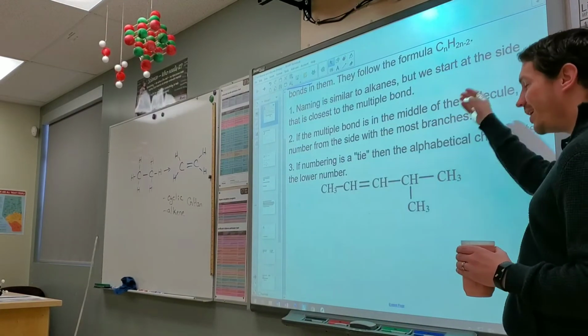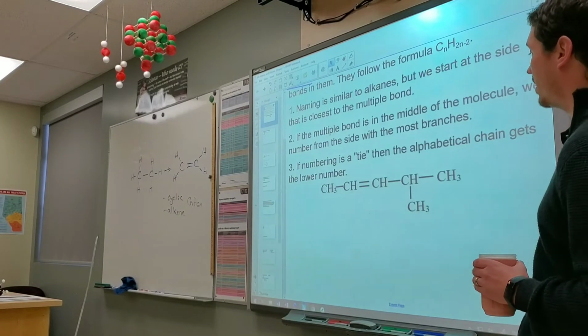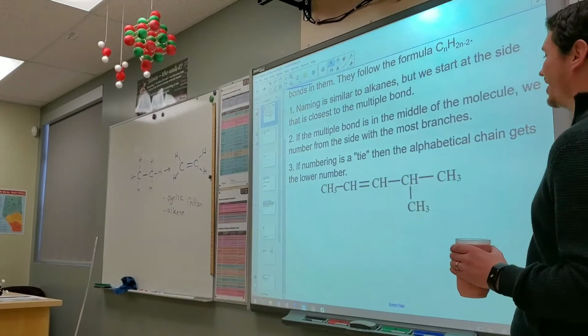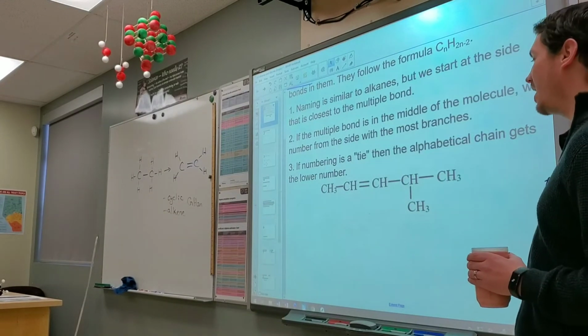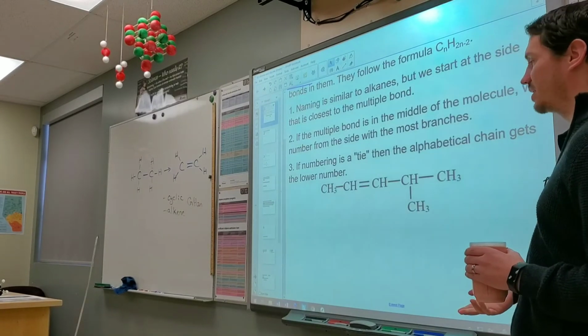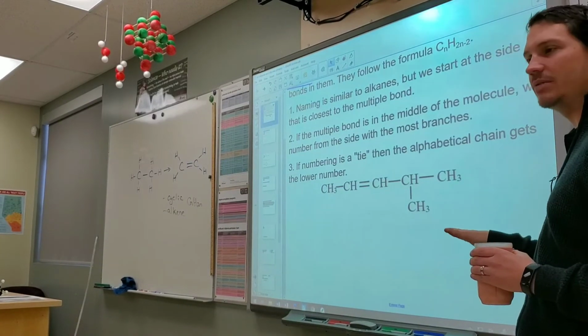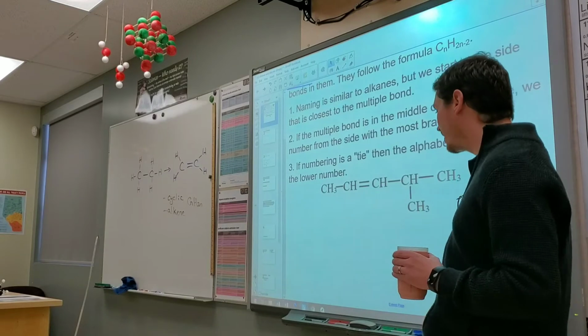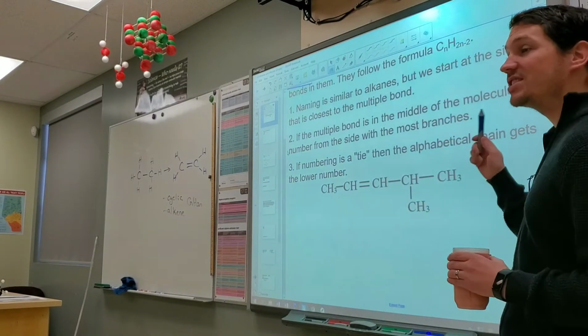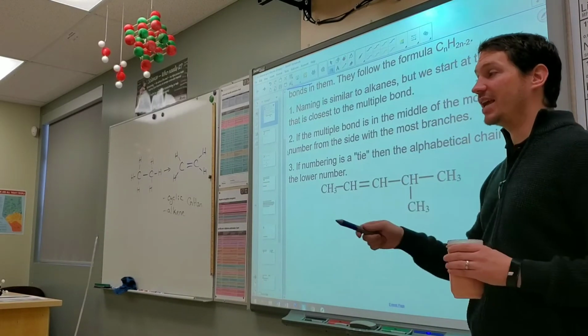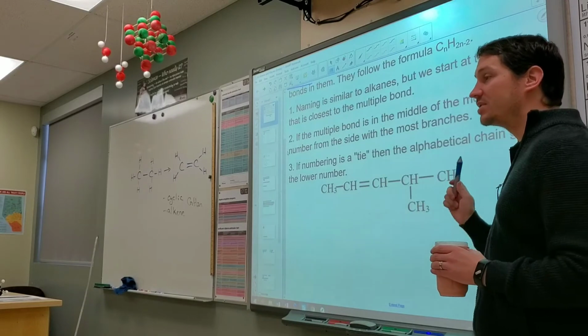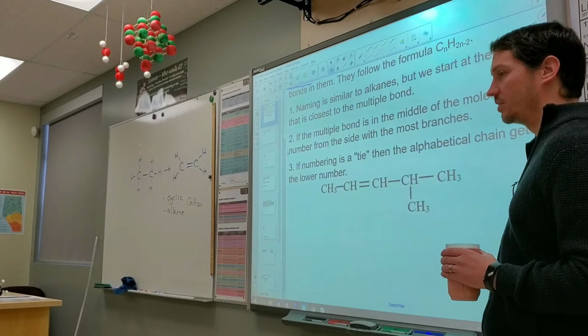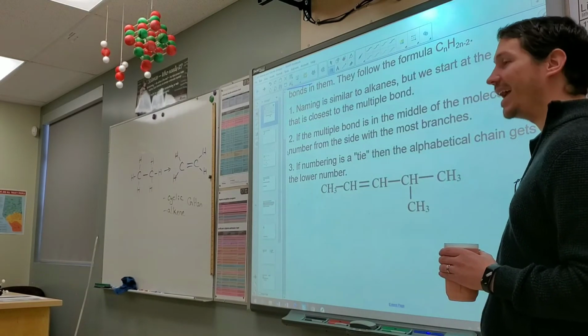If the multiple bond is smack dab in the middle of the chemical, then you can use branches. If numbering is a tie, then alphabetical order gets the lower number, right? It's the exact same thing as before. So let's take a look at this. What is the longest parent chain that includes the double bond? How many carbons? 5. So what is this going to end in?